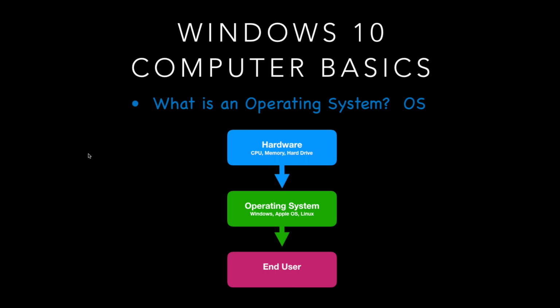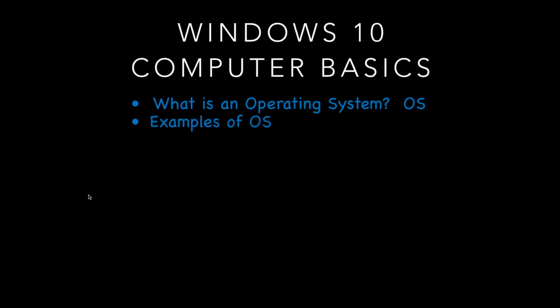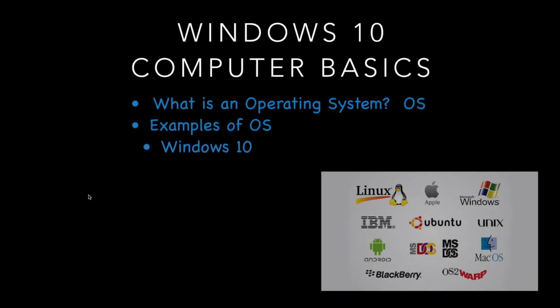Okay, so we have a few examples of operating systems, and Windows 10 is one of them. We also had Windows XP, Windows 7, Windows 8, Windows 8.1. And so in the personal computer, the PC world, Windows, Microsoft Windows, is the main operating system you will find pre-installed on a computer when you buy it in a store.